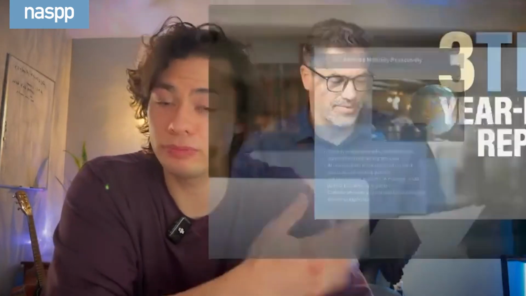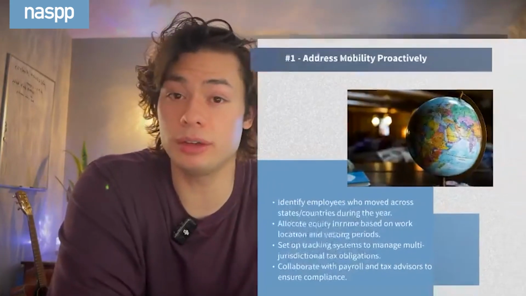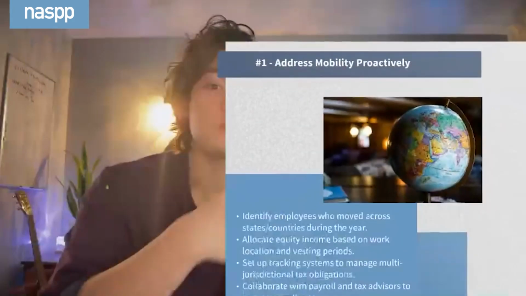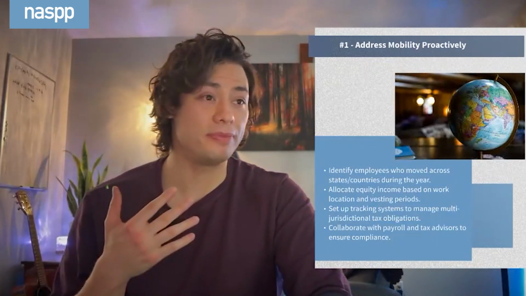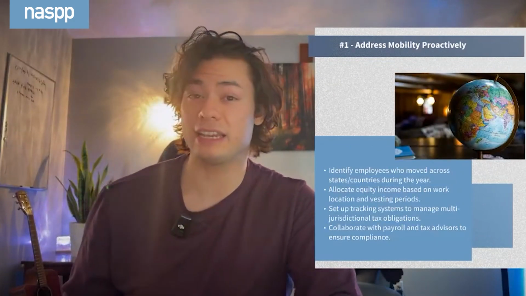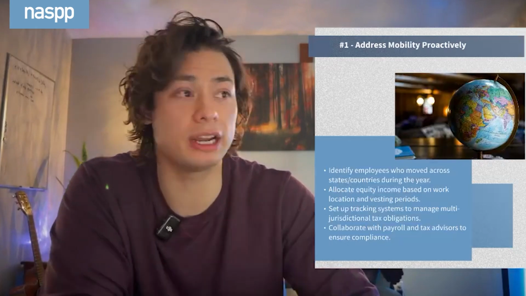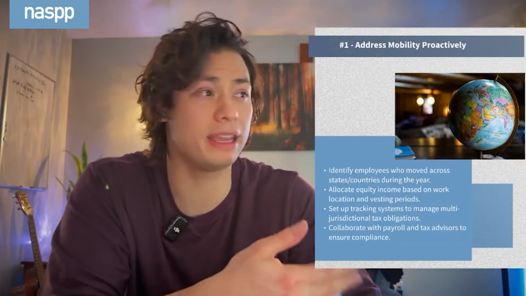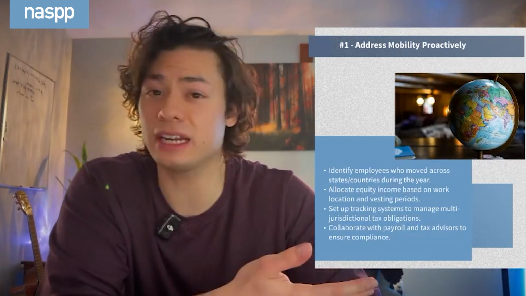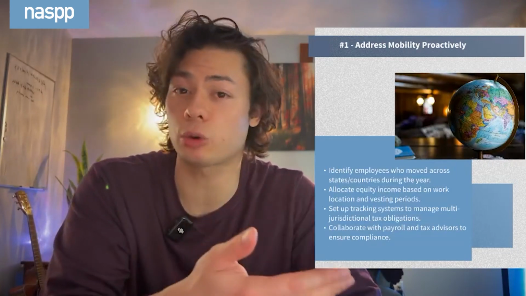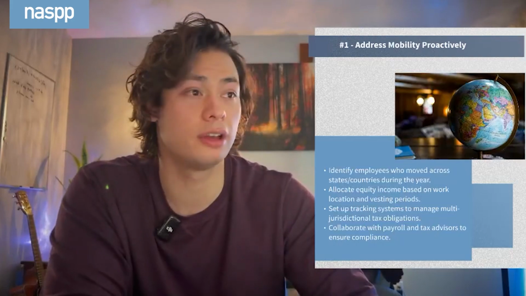But without further ado, let's go ahead and start with tip number 1, which is address mobility proactively. If you have employees who have moved across states or countries during their year, their equity might be subject to taxation within multiple jurisdictions. And this is also why it's so important to be collaborating with your payroll and tax teams to make sure that you're identifying the affected employees and making sure that income is allocated appropriately based on work locations and vesting periods.